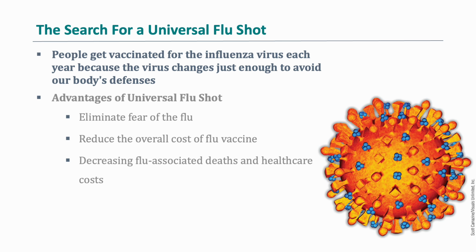There are several advantages to having a universal flu shot. First, it can free us from the fear of getting the flu. Second, it helps to reduce the overall cost of the flu vaccines by minimizing the spread of the virus, which lowers the demand for more expensive treatments or hospitalizations. Lastly, widespread vaccination plays a key role in decreasing flu-associated deaths and healthcare costs.